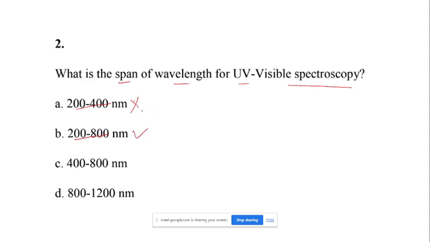Because 200 to 400 is the UV wavelength, then visible we can say 400 to 800. So this is the visible range and this is not our case. This is the right answer. B is the right answer of this question.